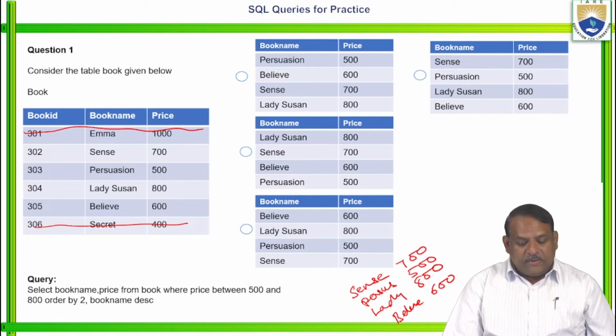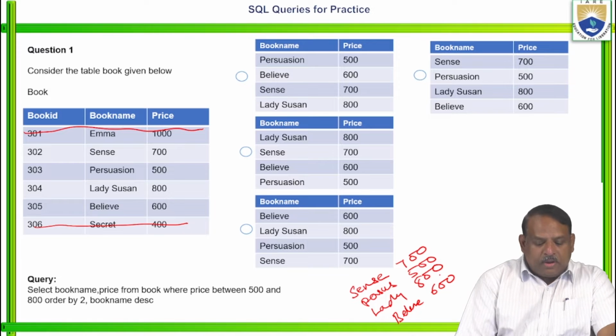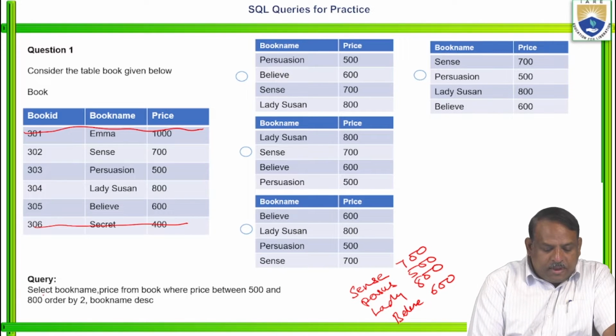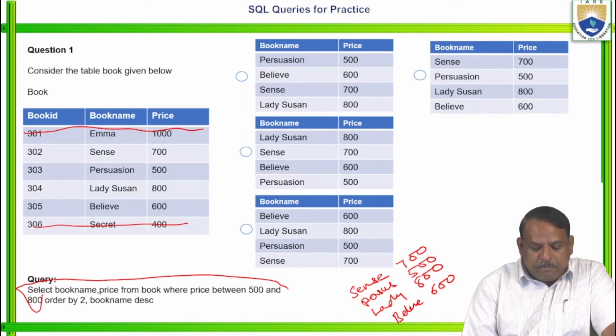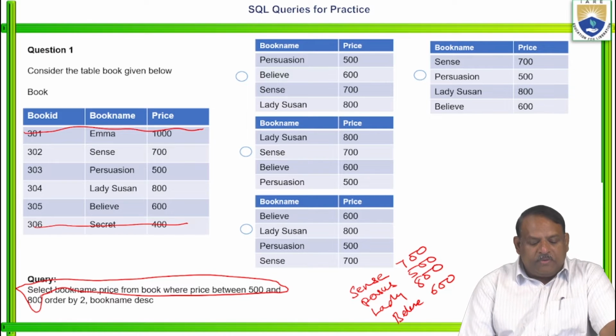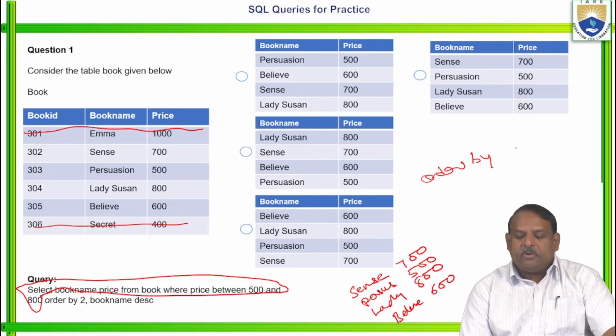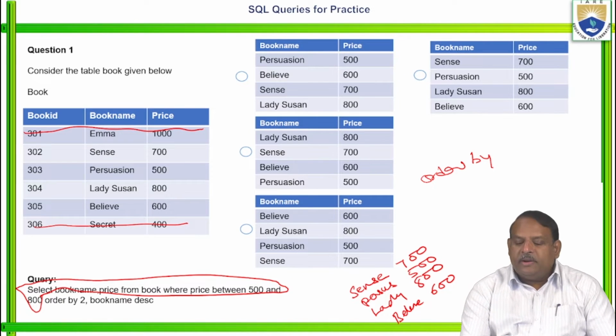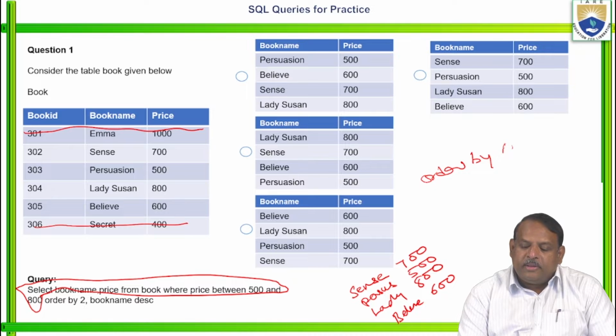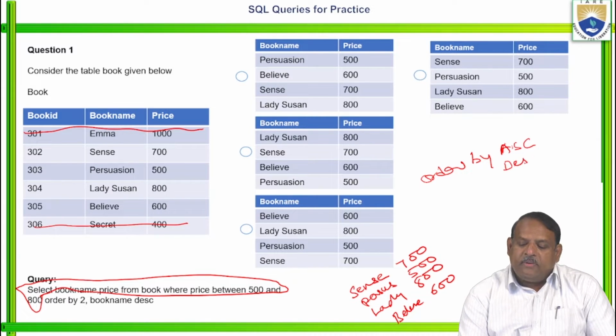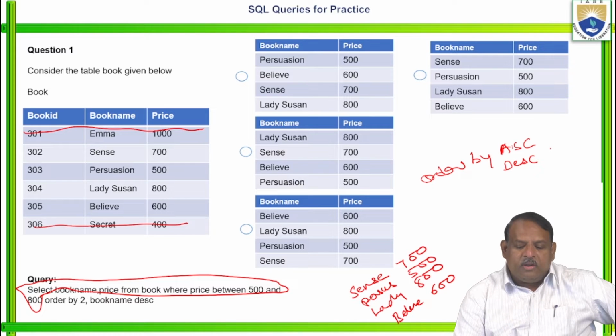Still we have not completed the question. We have completed up to the where clause. We are still left with order by 2, book name desc. What is order by? Order by is used to sort the data. By default, it is ascending. It takes 2 options: ascending and descending. They have not given anything here, so it is ascending by default.